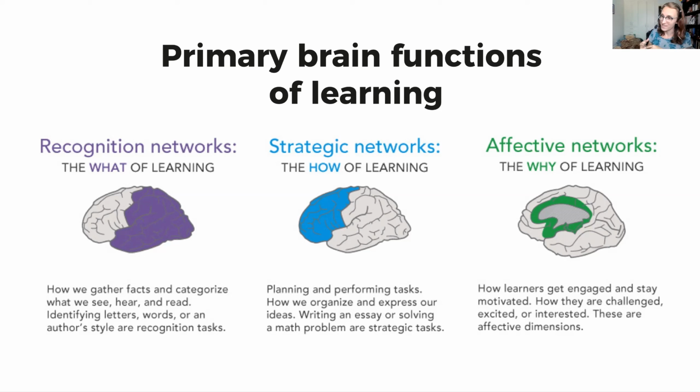The how of learning is providing people different ways of expressing themselves and expressing what they are learning. So the idea, as written here, writing an essay or solving a math problem are strategic tasks, but providing people with options on how they are engaging in that way. So they're given choice or opportunity in many ways so that people are able to engage in the way that works well for them.